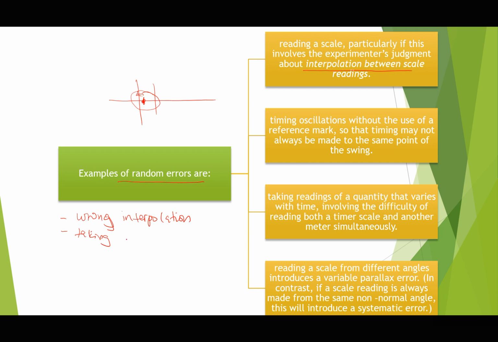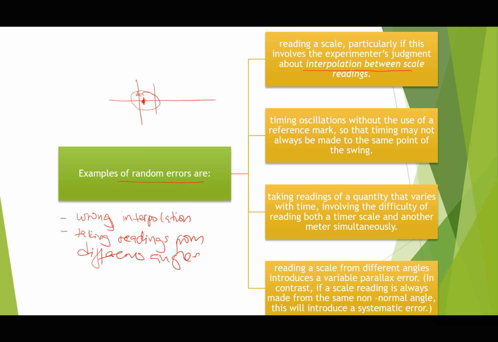Taking readings from different angles is also going to introduce a random error. Every time you look at a scale, you may not look at the scale at the same angle as you did in the previous measurement. This also introduces what we call a systematic error.